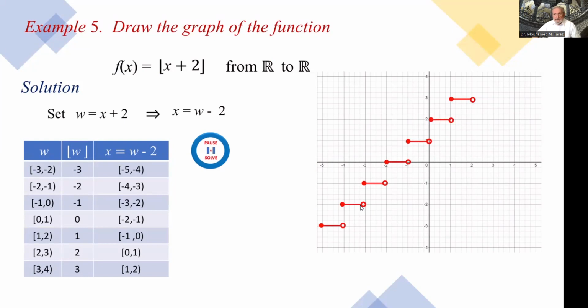This is the function. What happened is you see that the original function, the floor function of x, is shifted 2 units to the left. Shifted 2 units to the left, because this was here, and it shifted to 1, 2, shifted 2 units to the left.